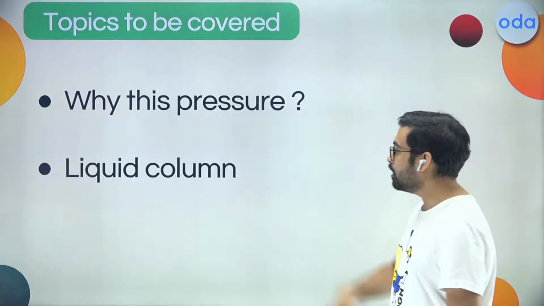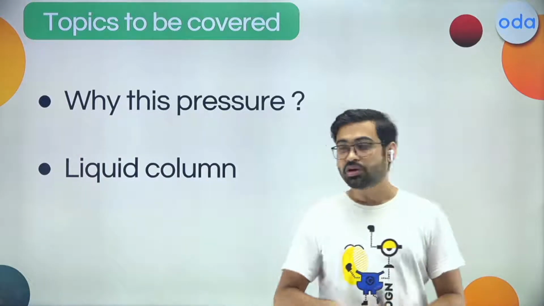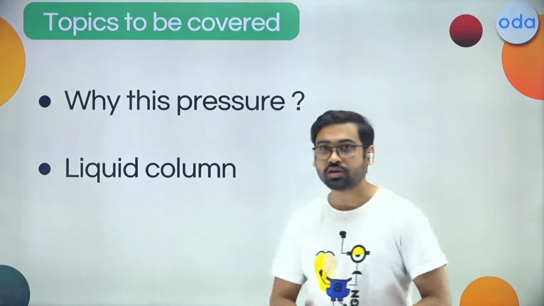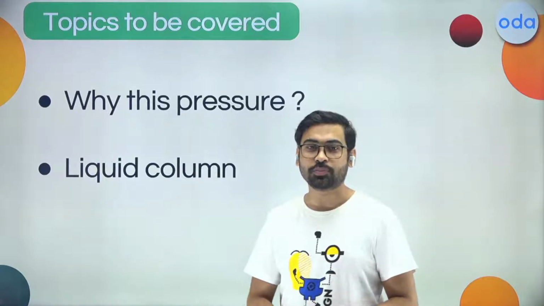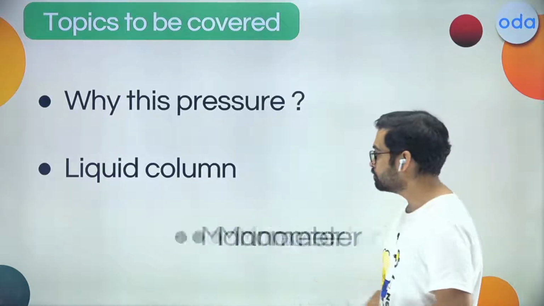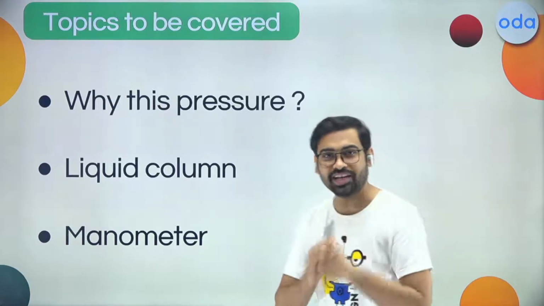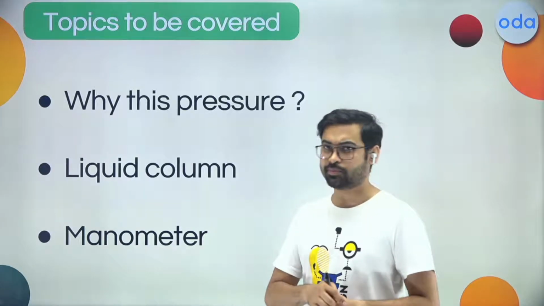The next thing would be we would talk about a liquid column. Why exactly are we talking about this thing in particular? Because this is the thing that is going to be asked, and this is a thing of consideration everywhere whenever you will talk about liquid pressure. And the third thing, we're going to talk about a device, an instrument. It's called manometer, and we'll see what function it does.